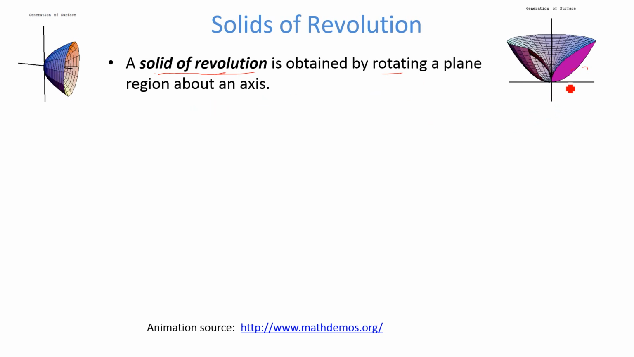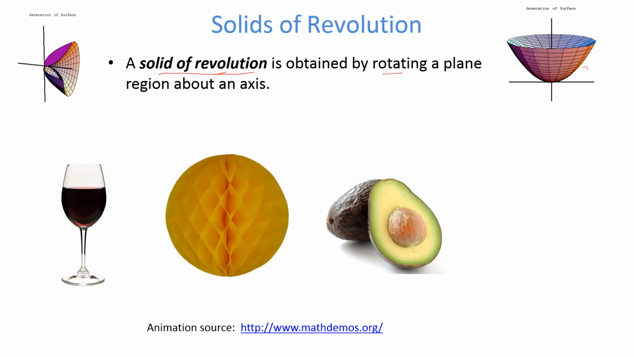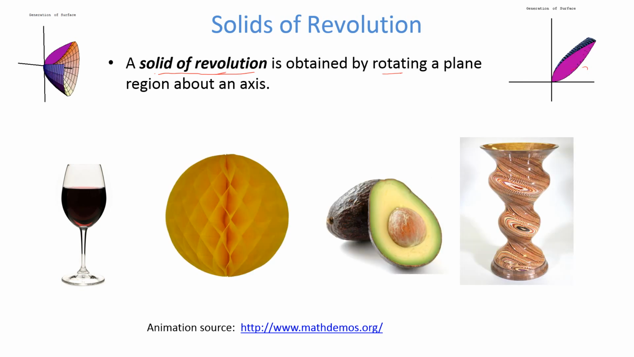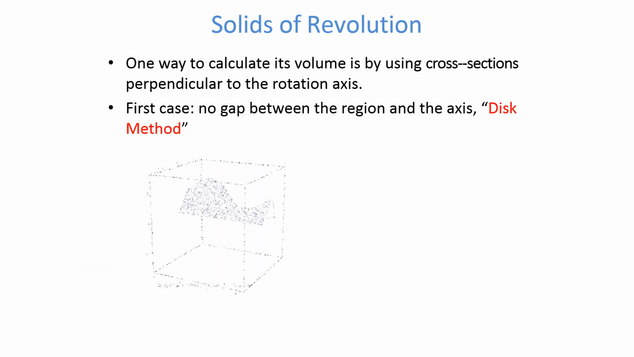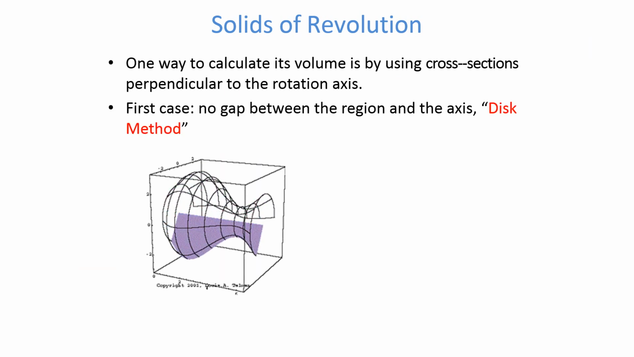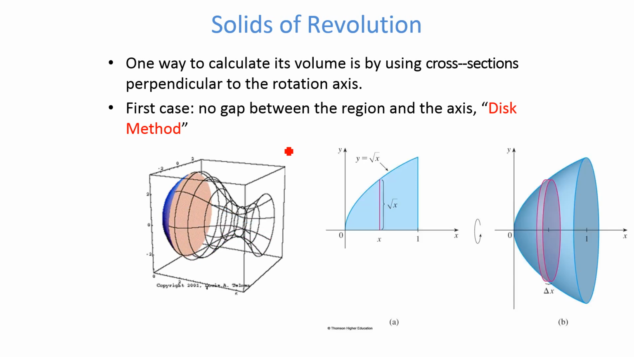In this case, we rotated this plane region about the y axis, and in this case, the plane region is rotated about the x axis. So a solid generated by rotating a planar region about an axis is called a solid of revolution. We have lots of examples of solids of revolution around us. Let me show you a few.